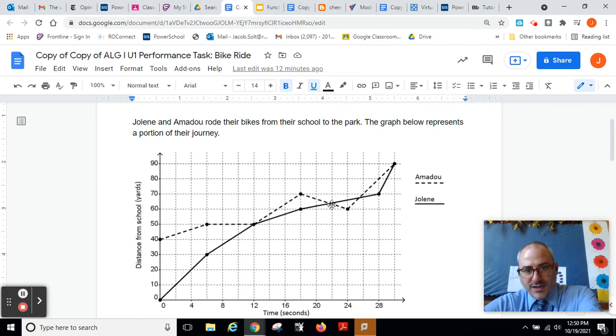I need a coordinate point for the time. Oh, actually, all I need is the time, right? So actually, I see that they cross right here, which is a little bit kind of funny. But okay, so this would be 22.